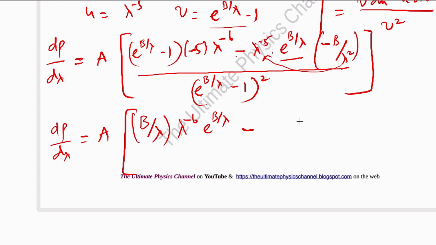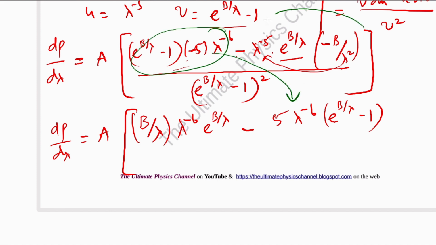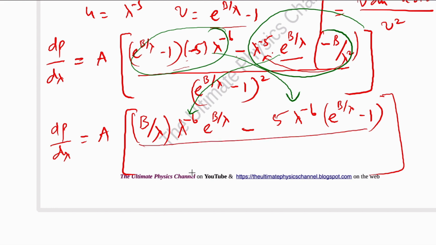That adjustment we do, we can easily simplify this. So the second term automatically is here from this. So 5 lambda power minus 6 we have, and then we have e power b over lambda minus 1. So that is this term. This term has been simplified and brought here, right, to make things easy for us. And then of course the denominator remains the same. What is the denominator? That is e power b over lambda minus 1 whole square.